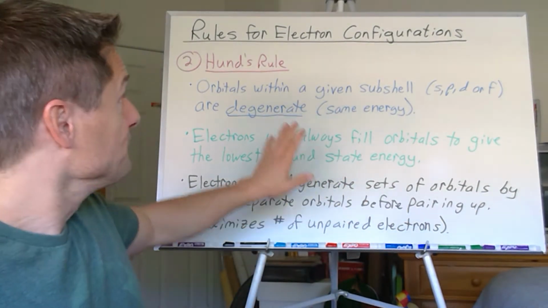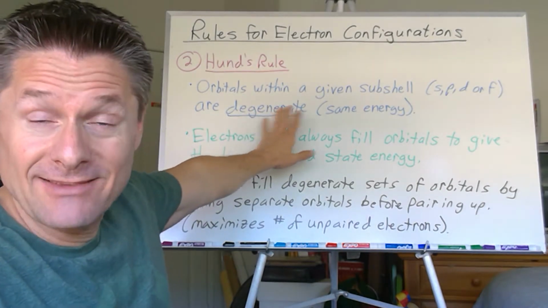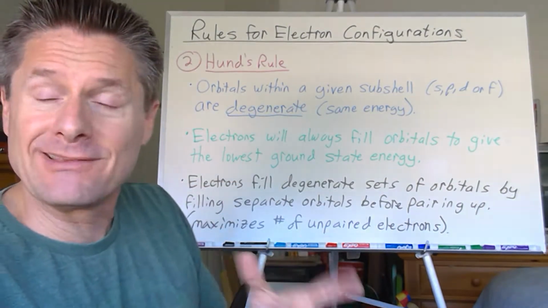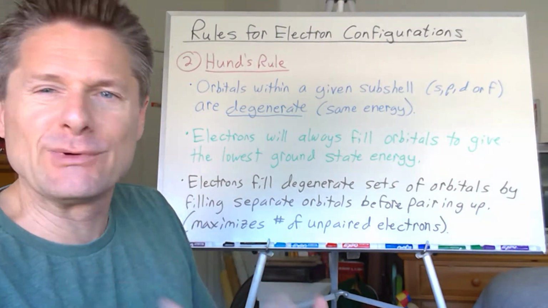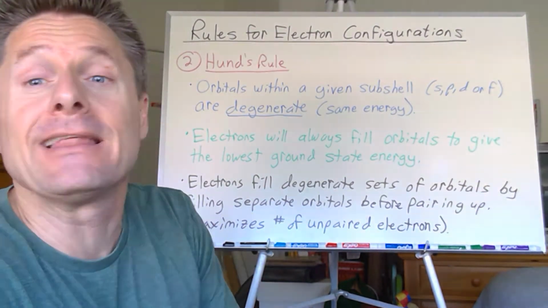It's astounding. So what Hund's Rule says is, okay, while we're filling electrons into orbitals, what if you run into a set of orbitals that are exactly the same energy?